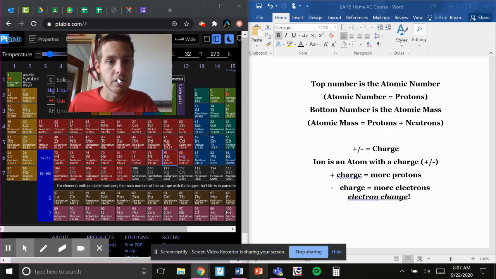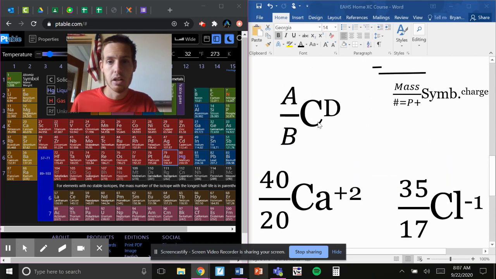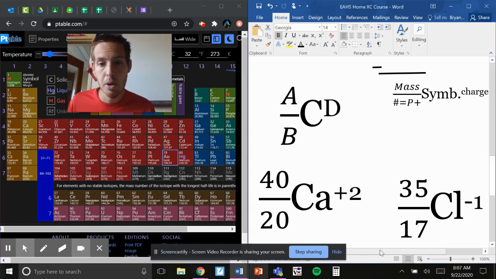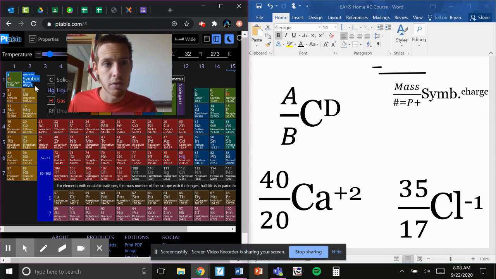So one of the things I wanted to just briefly mention as well today is this idea of notation. You might see something like this in the future. And this is the first time you've seen this, so that's okay. But the top number, if you see something like this, top, bottom, is going to be the mass. The atomic number is going to be at the bottom. The symbol is still going to be in the center, and that charge is going to be the only thing to the right.